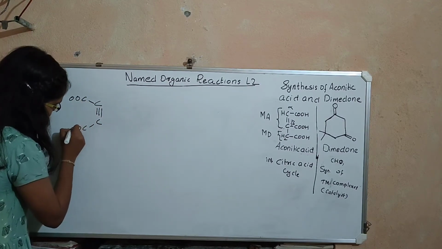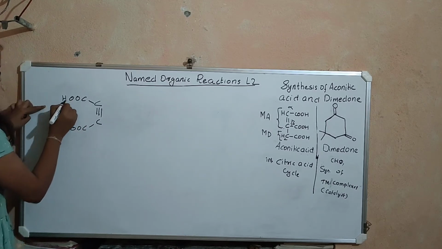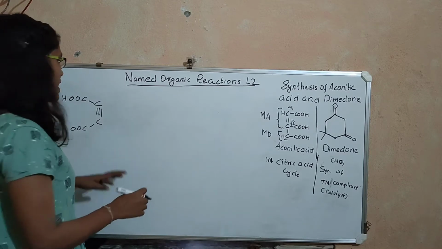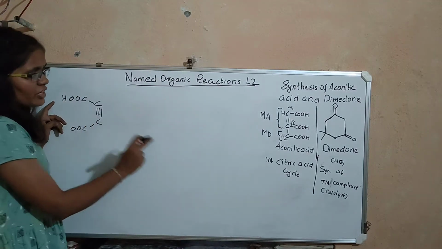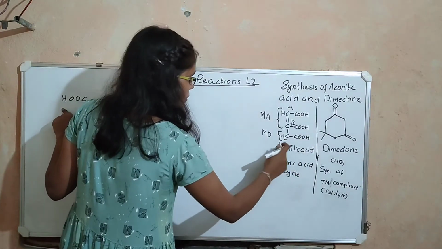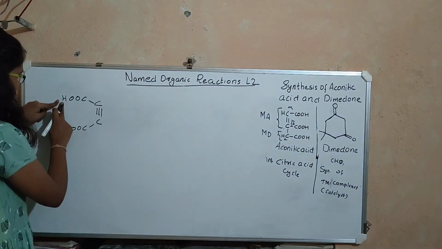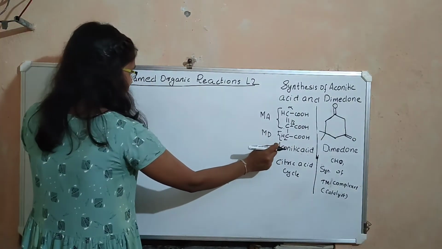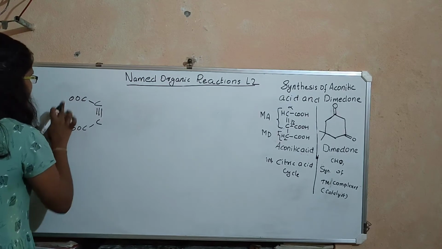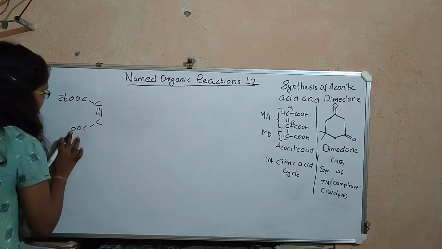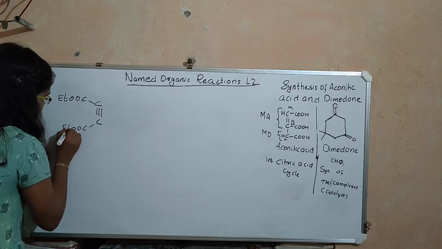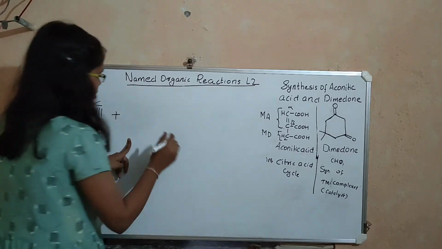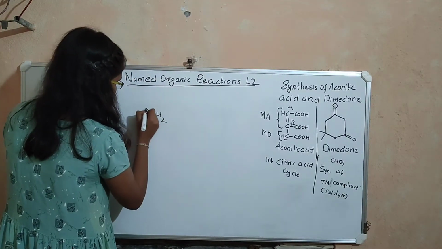COO, COO. You cannot have H in this position, because if you have H, we have a base in the reaction mixture, and this base, instead of taking the proton from the Michael donor, abstracts this proton, because this proton is more acidic than the proton present in the Michael donor. Therefore, you have to replace this H with some other group. Here I am replacing it with the ethyl group. Okay. So this is your Michael acceptor and this is your Michael donor.